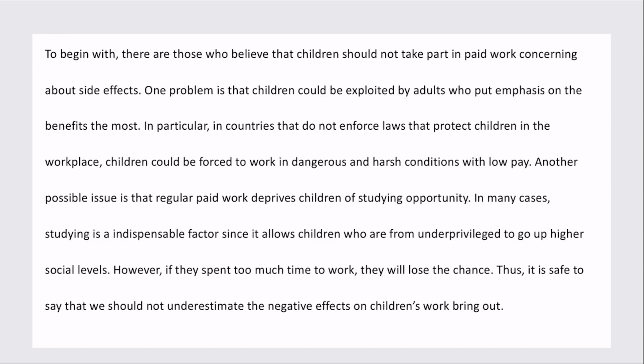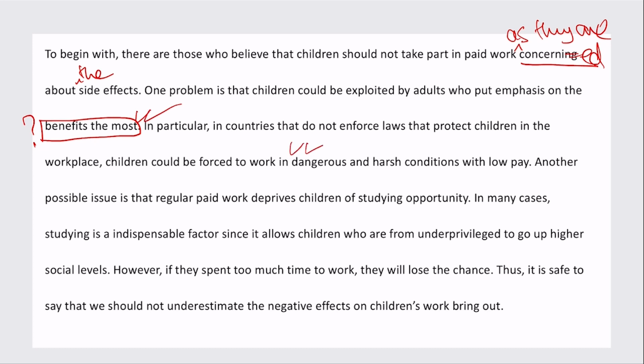Okay, so let's look at what they said. To begin with, there are those who believe that children should not take part in paid work as they are concerned about the side effects. One problem is that children could be exploited by adults who put emphasis on the benefits the most. What benefits? Too vague. In particular, in countries that do not enforce laws that protect children in the workplace, children could be forced to work in dangerous and harsh conditions with low pay. Very good sentence. Dangerous, harsh conditions, low pay, enforce laws, good vocabulary.